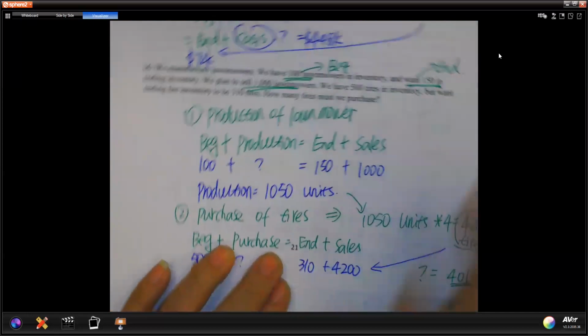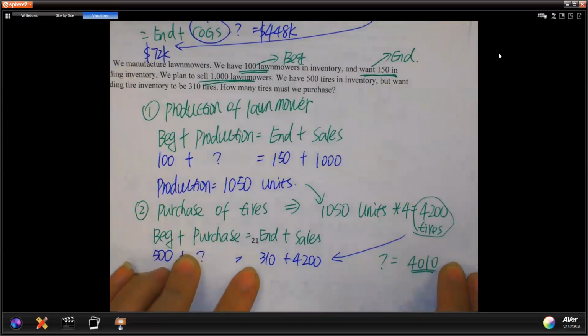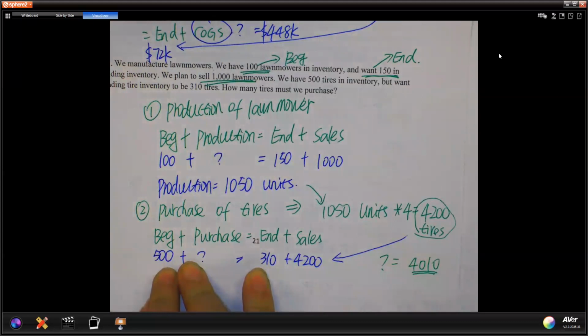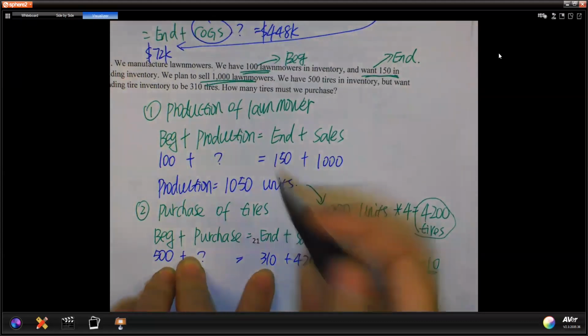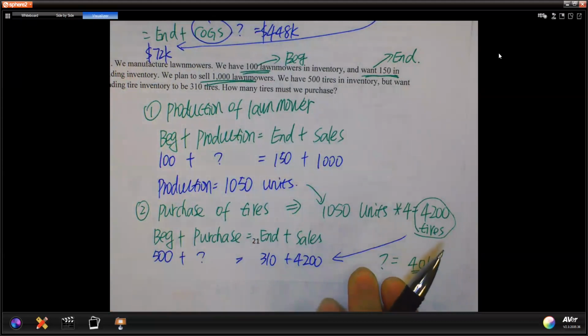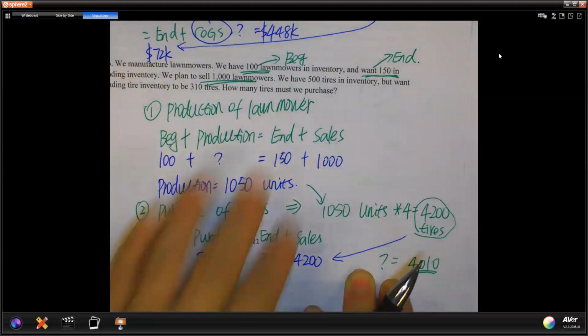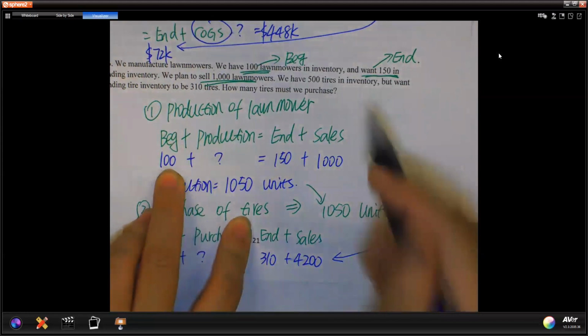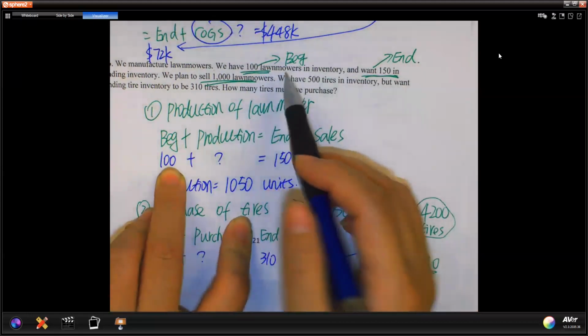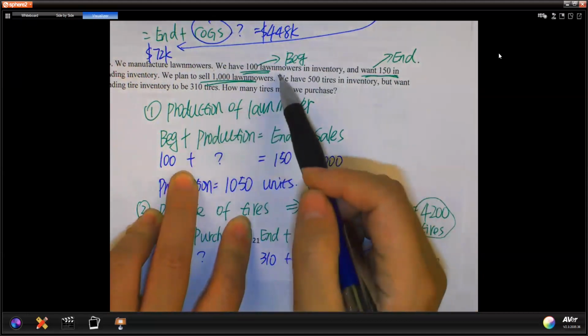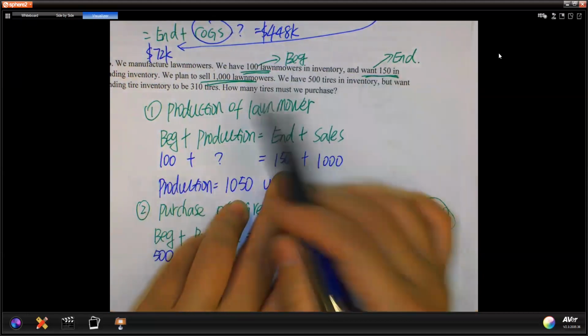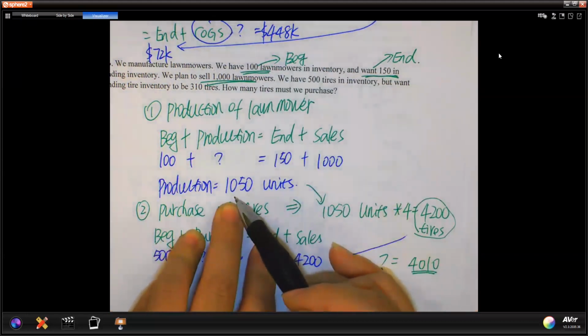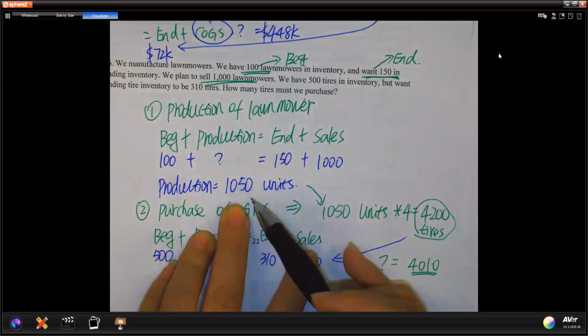Okay. Question 16. We talked about this quickly in class, but I want to explain one more time. This is about direct material. In order to get direct material, we first have to get the units to produce. So we first look at the lawn mower. You have to make sure your focus is on the units or the material, the parts. We said your beginning is 100, our ending is 150, and we want to sell 1,000. So we have to produce 1,050 units.